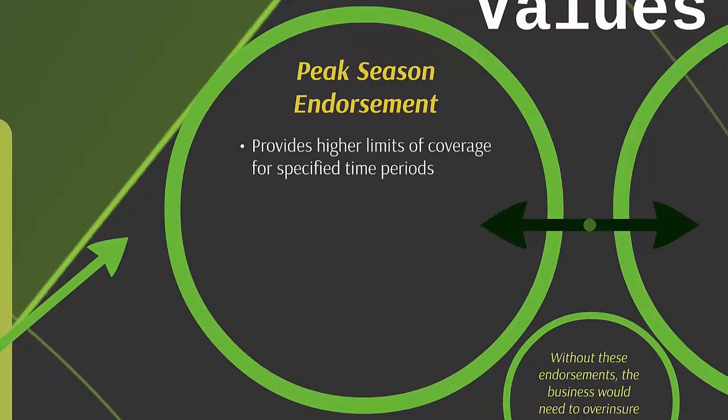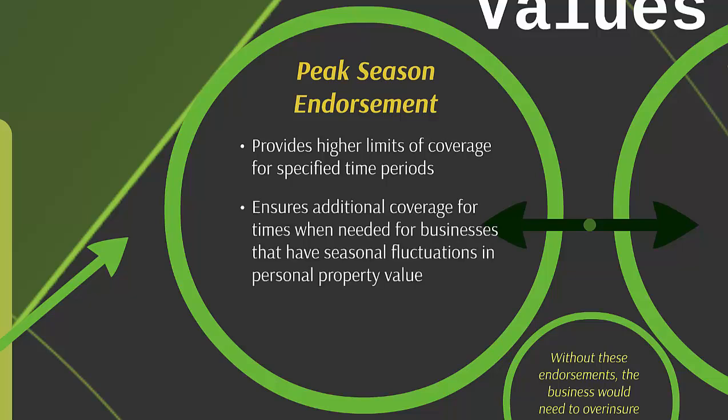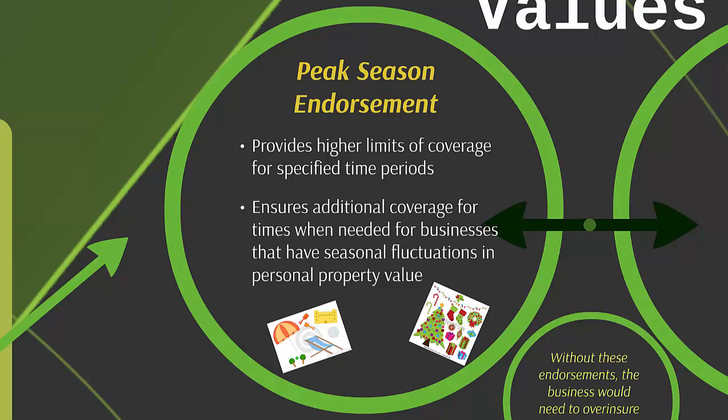The peak season endorsement provides higher limits of coverage for specified time periods. It ensures additional coverage for times when needed for businesses that have seasonal fluctuations in personal property value. So for example, let's take summer recreational equipment and other items such as beach umbrellas and beach chairs. For these types of businesses, their inventory would be significantly higher before and during the summer season. If they didn't have the peak season endorsement, they would have to carry that higher limit and pay for that higher limit all year long. Similarly, businesses that stock and sell Christmas-related items and any other holiday-related items have seasonal inventory fluctuations.